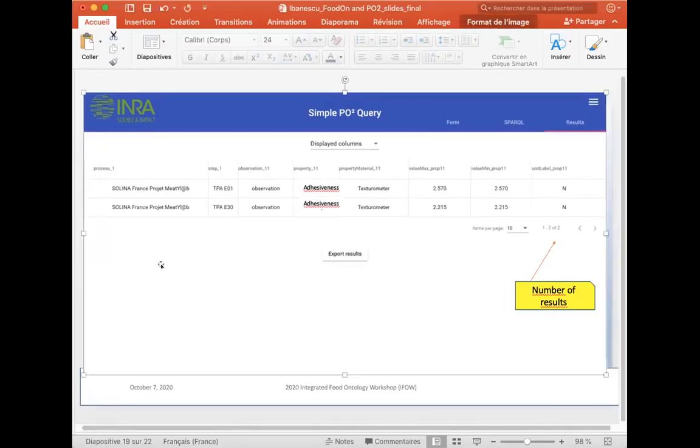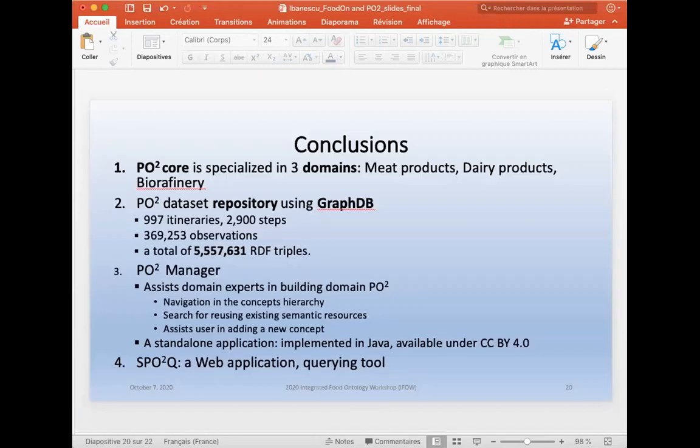The conclusion of my talk is that we propose the core ontology for representing processes, components, and observations, and we specialize it in three different domains. We built a repository implemented in GraphDB having 5.5 million RDF triples and storing almost 1,000 itineraries. Our first dedicated tool, PO2 Manager, assists domain experts in building domain ontology. It is a standalone application implemented in Java. And finally, we built a web application, Spock, for querying data.